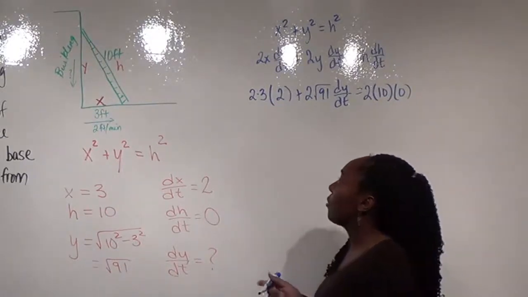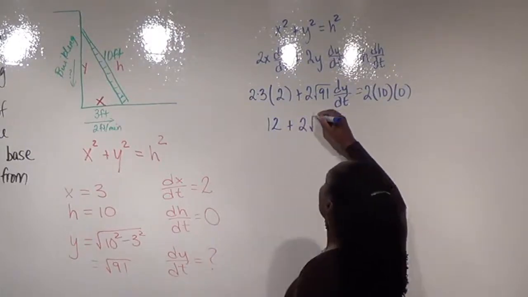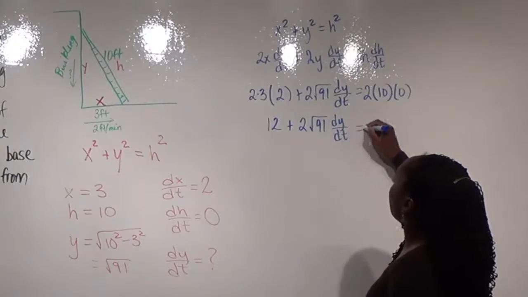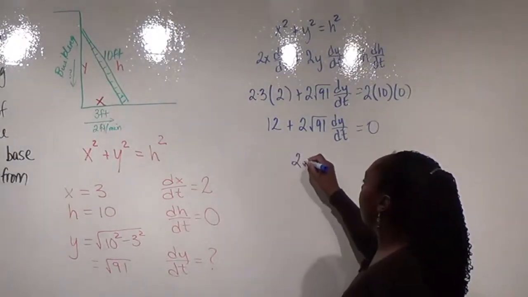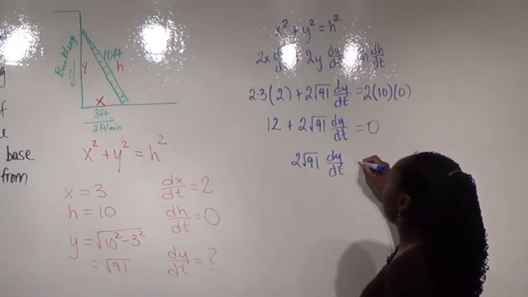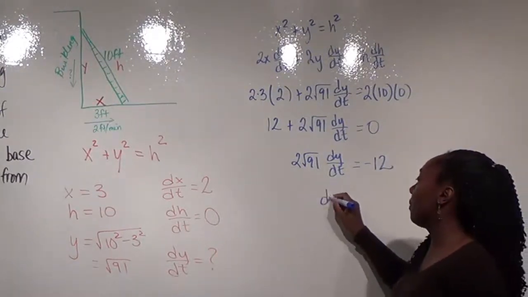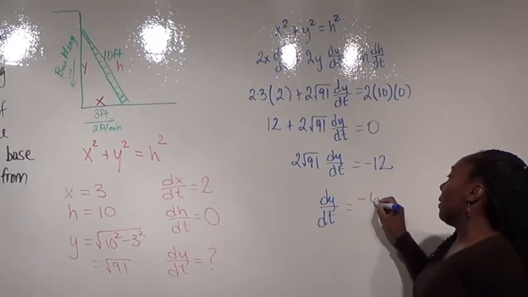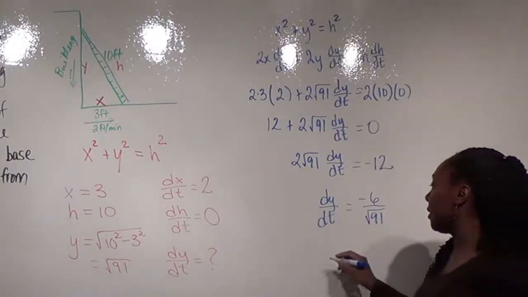Now it's just a matter of solving. So 12 plus 2 square roots of 91 dy/dt will equal 0. I'm going to move the 12 to the other side and divide out. And again, you should go ahead and rationalize.